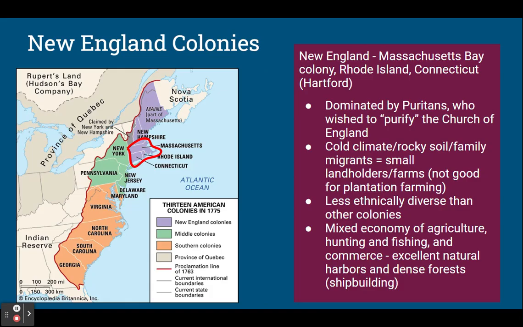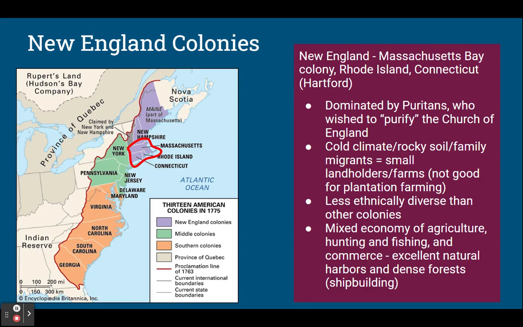They felt the Church of England was still too much like the Catholic Church, too gaudy, too ostentatious, not enough focused on God and religion. Many of them did settle in the Massachusetts Bay Colony. Now, the climate of this area was very cold, with brutal winters, really hot summers, and terribly rocky soil. This meant that the area was not good for plantations.